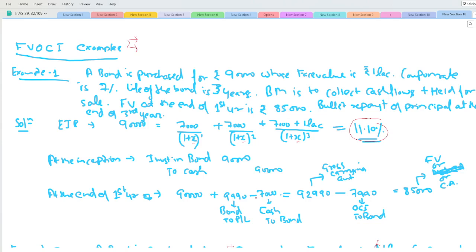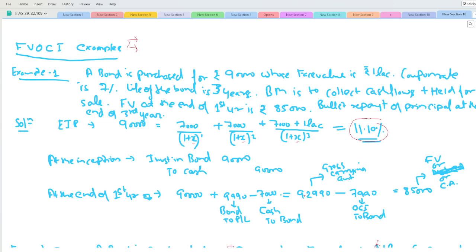Okay, then the coupon. So the coupon will be deducted, so the coupon you will be receiving. Then after that, whatever the amount is coming, 90,000 plus 3,990 minus 1,000... equals 92,990. So this is your gross carrying amount.